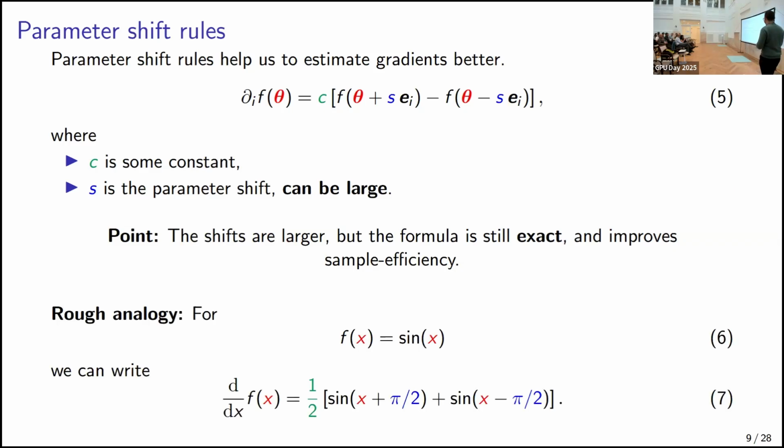I will give you an analogy. For example, if you have this sine of x function, then you can write the derivative as a small shift or large shift to the left and a large shift to the right. And you also have this constant multiplier here. And seemingly the derivative formula is good. This is the same with quantum computers, that we shift more and use these kinds of identities. Peter Rakita already told about it, I think.